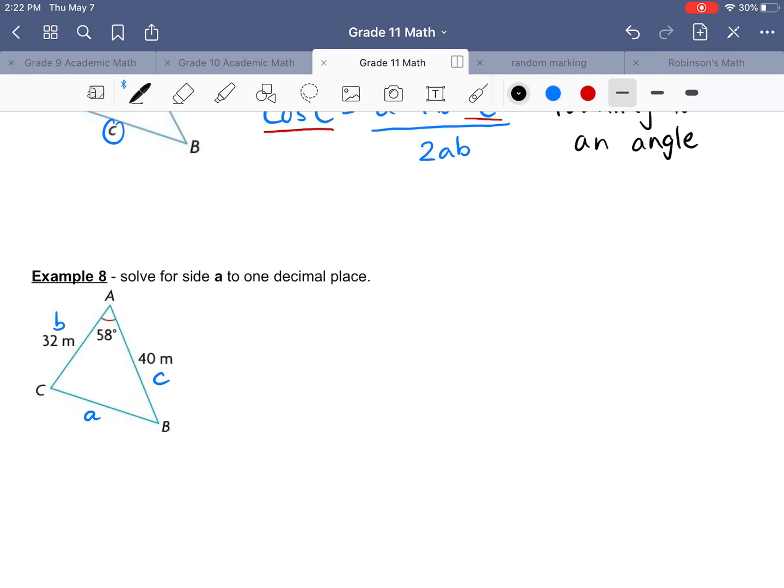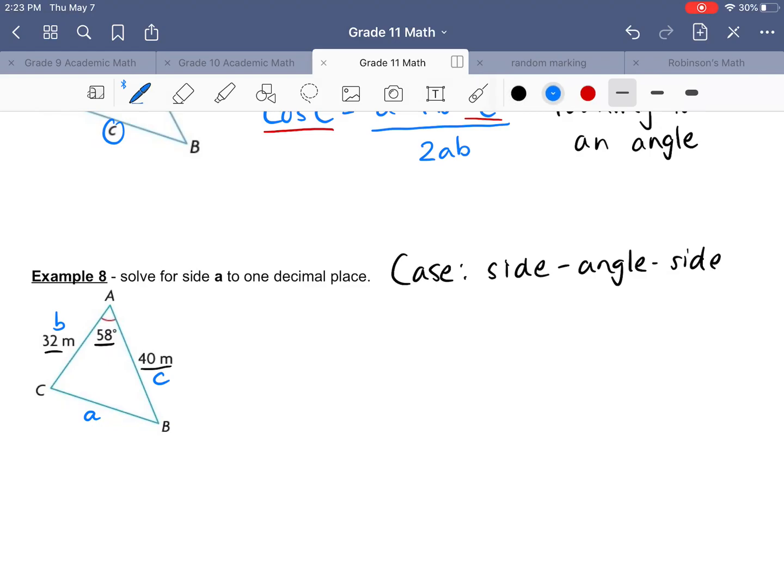Now this case for the cosine law is sometimes referred to as side angle side, because we have a side, then we have an angle, and then we have a side, all in that order. So side, angle, side. And just a reminder to look back on the notes for this unit, and it will give some more detail about that.